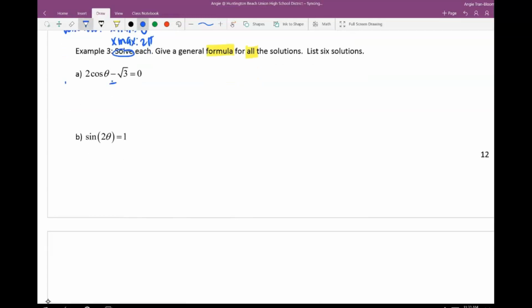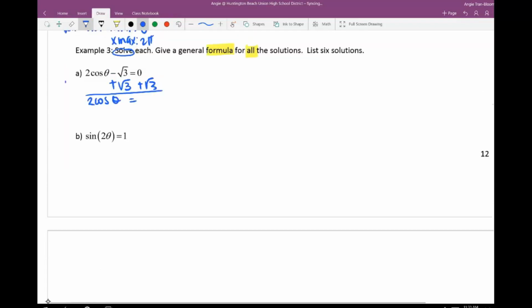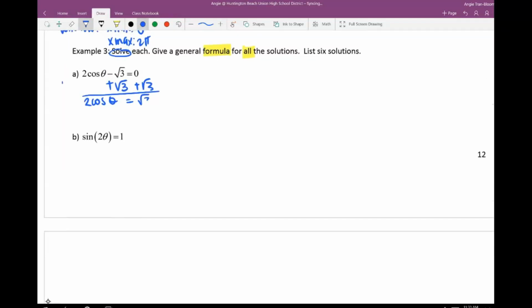So first I'm going to add radical 3 to both sides. The formatting of this looks a little bit weird. Hopefully it's better on your paper, on your notes packet, but I highly doubt it. Sorry about that. Okay, so 2 cosine of theta equals rad 3. Divide both sides by 2. So I'm going to move it here. So since the formatting is a little bit off, cosine of theta is now positive rad 3 all over 2.